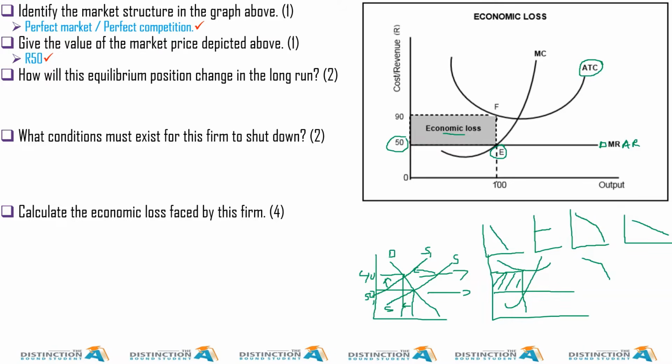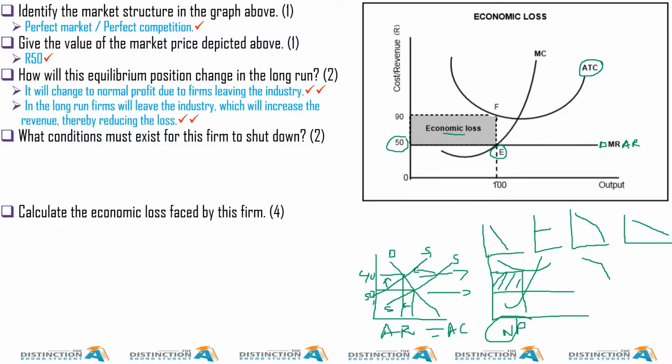So at that point, if the price becomes 90 Rand, average revenue becomes 90, and average cost, you see, it's 90. So these two become equal. So when they are equal, firms will start to make a normal profit. So that's what they want there. Right, it will change to normal profit due to firms leaving the industry. In the long run, firms will leave the industry, which will increase the revenue, thereby reducing the loss. So that's what I was explaining here.